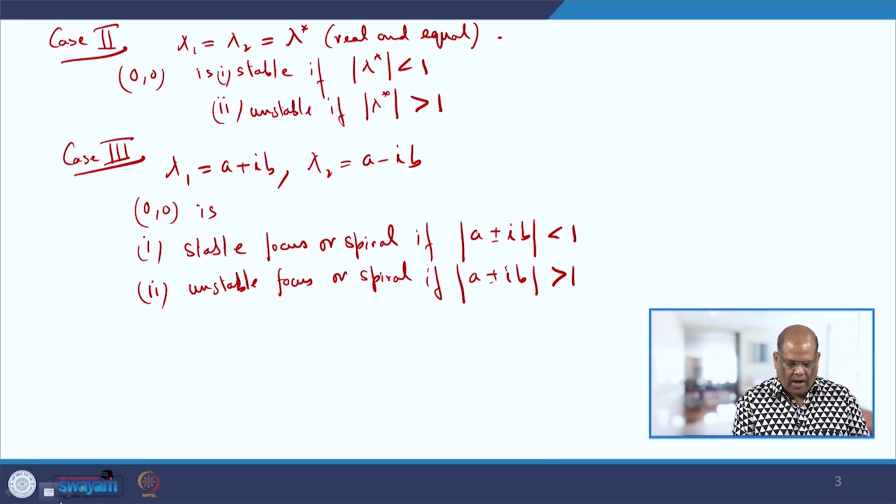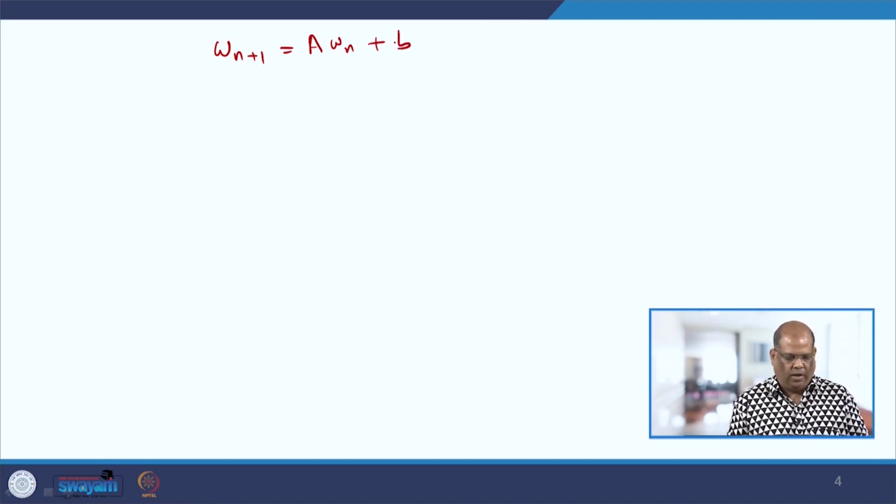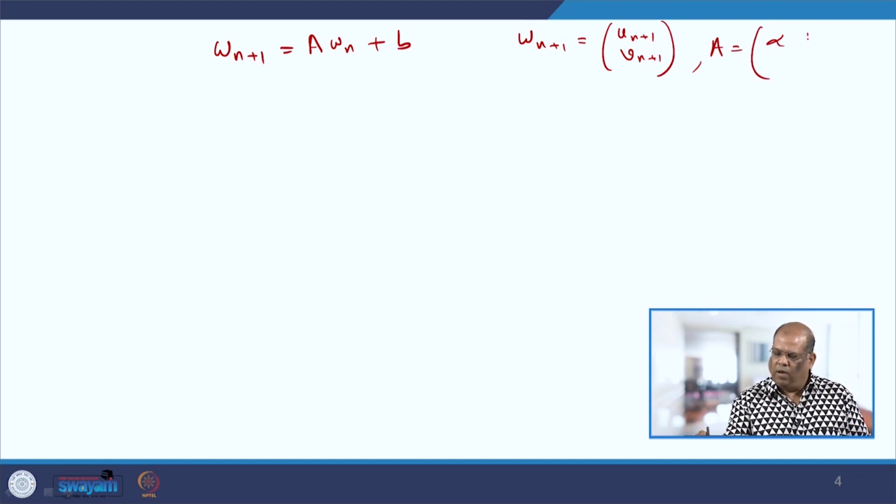Now, let us see what happens when it becomes non-homogeneous. That is, you have Wn plus 1 equal to A Wn plus some constant B. Here it is in the form of matrix. So, you can assume that Wn plus 1 is equal to Un plus 1, Vn plus 1. Your A is alpha, beta, gamma and delta, and your B is some constant K1, K2.